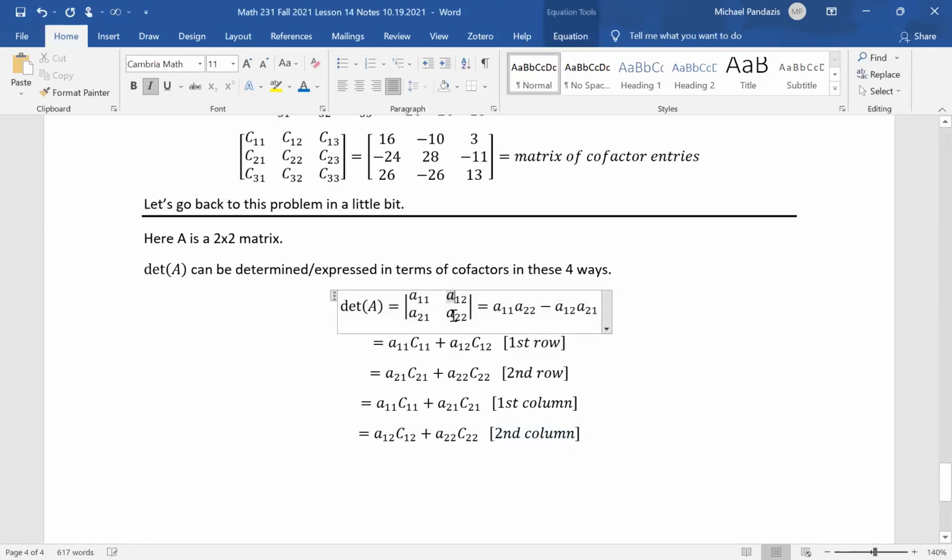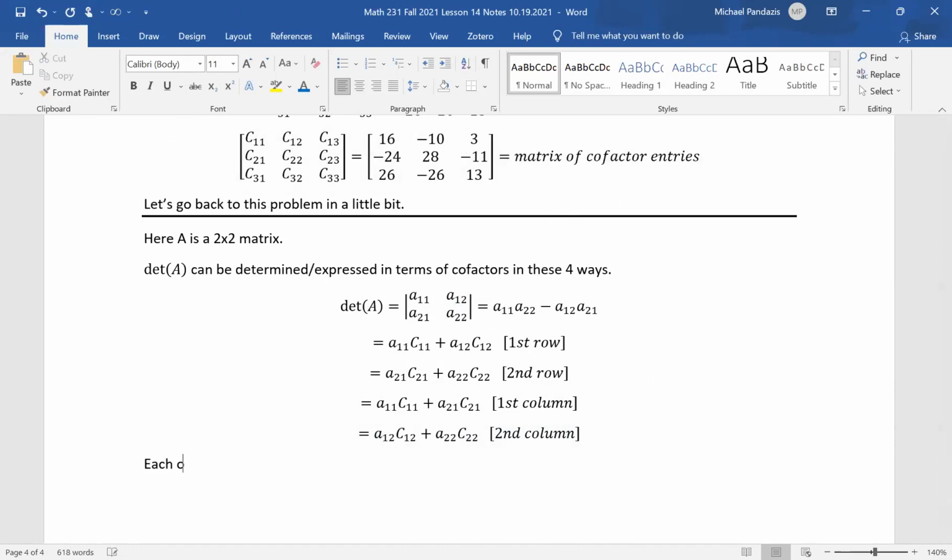Okay, so if you take each entry in the second column, multiply them by their corresponding cofactor, and add the products, you get the expression A11 A22 minus A12 A21, which is the determinant of that matrix A. And so you can go along row 1, row 2, or column 1 or column 2, do this thing, and you get the determinant all 4 times.